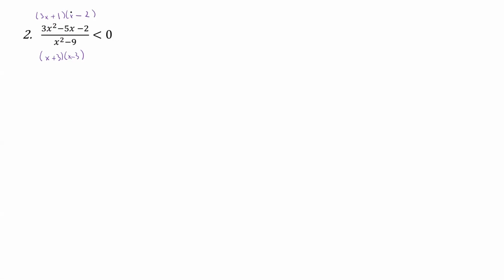And so between these, the numerator is going to give us our zeros, the denominator is going to give us our asymptotes. And so if we have this one, that's going to be x equals negative 1/3, and x equals 2 as our zeros. And basically x equals 3 and x equals minus 3 for our asymptotes. Okay. And so what we have here is if this is a negative 3, that's an asymptote, so we can't have anything at that point.